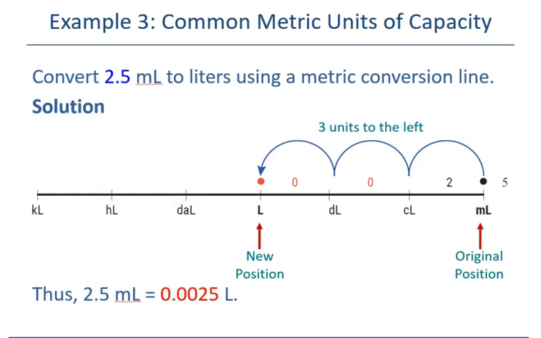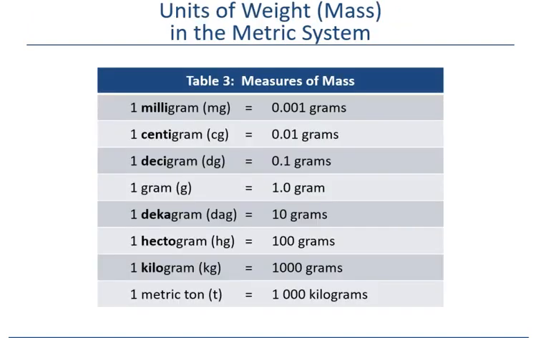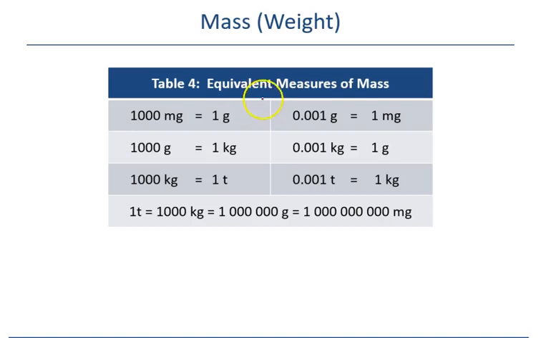Let's do some more now. We've got units of weight, mass in the metric system. We got milligram, centigram, decigram, gram, decagram, hectogram, kilogram, metric ton. And let's be honest, a lot of people nowadays have, thank goodness, with some of the new legislation out there, gotten very good at their grams and kilograms. So we've also got equivalent measures of mass. 100 milligrams equals 1 gram. 1,000 grams, 1 kilogram, and so on and so forth. So we can start doing some conversions here as well.